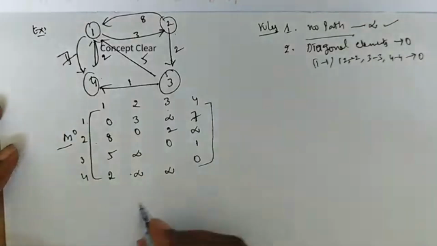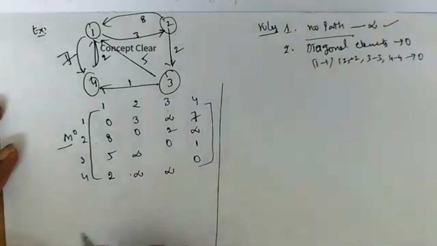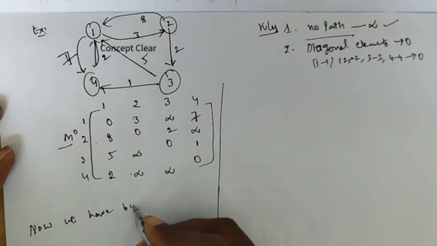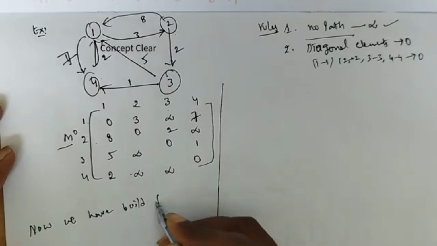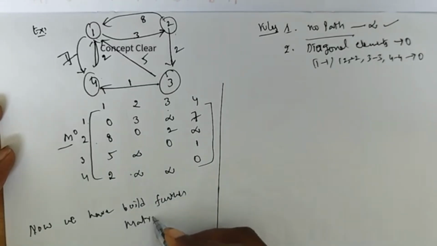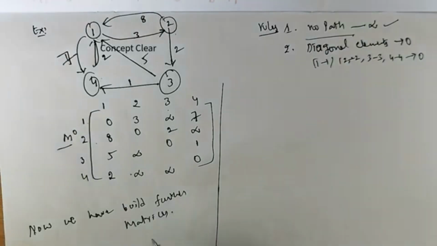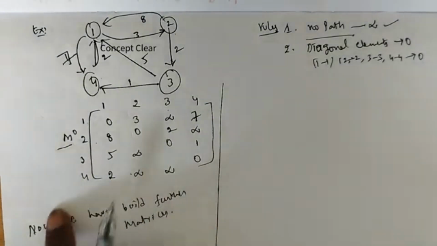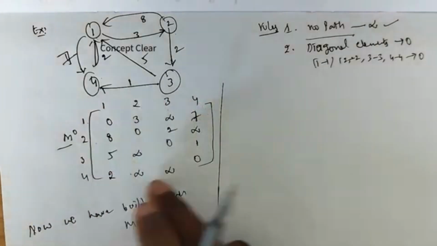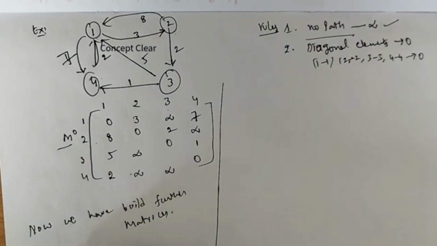Now I am writing here. We have to build further matrices. Let's try to minimize the matrices. We have to minimize these values. What do further matrices mean?